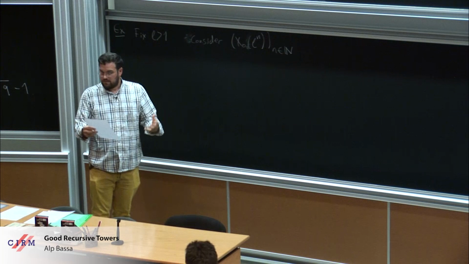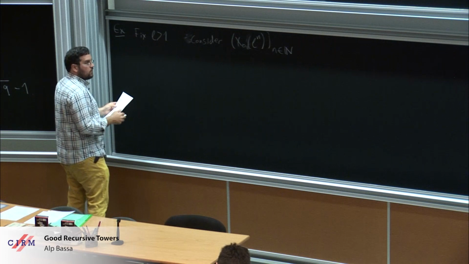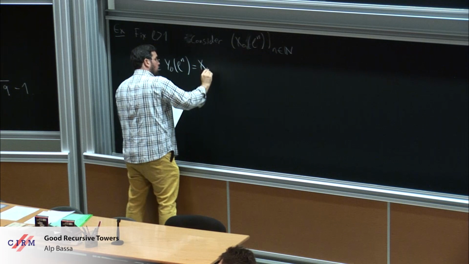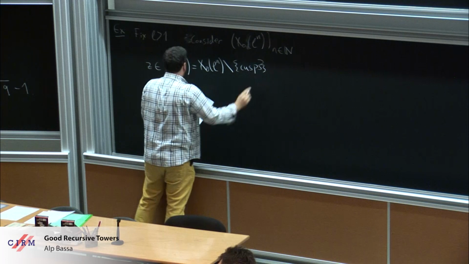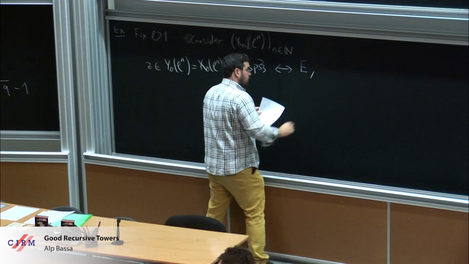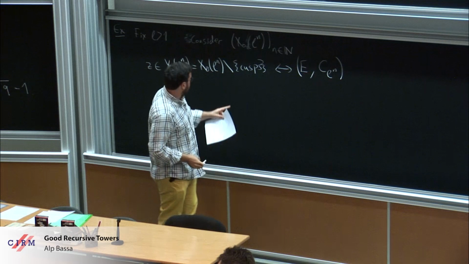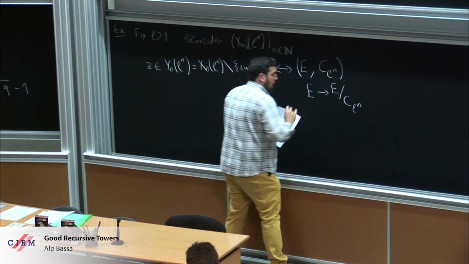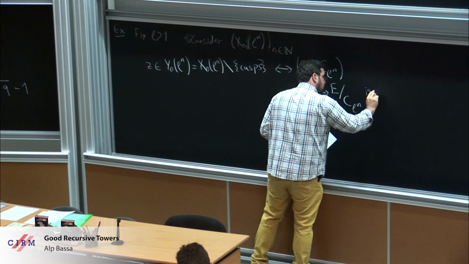So what do points on these modular curves correspond to? If you take a point on X0 L to the n which is not a cusp, then we know that this will correspond to an elliptic curve together with a cyclic subgroup of order L to the n. Or alternatively, we could say it corresponds to an elliptic curve E together with an isogeny having a kernel isomorphic to the cyclic group of order L to the n. So any point corresponds to such a cyclic isogeny.